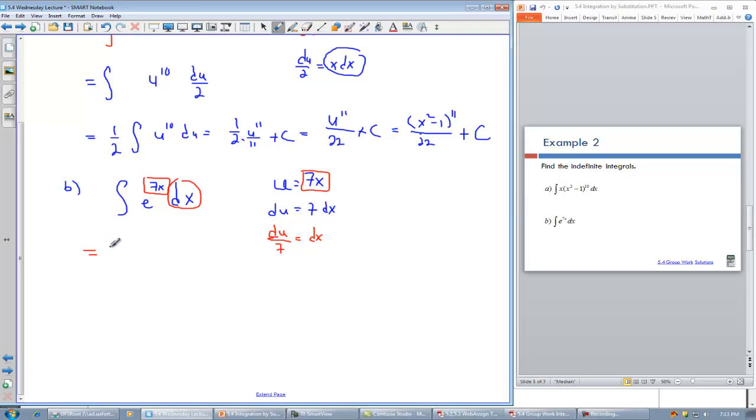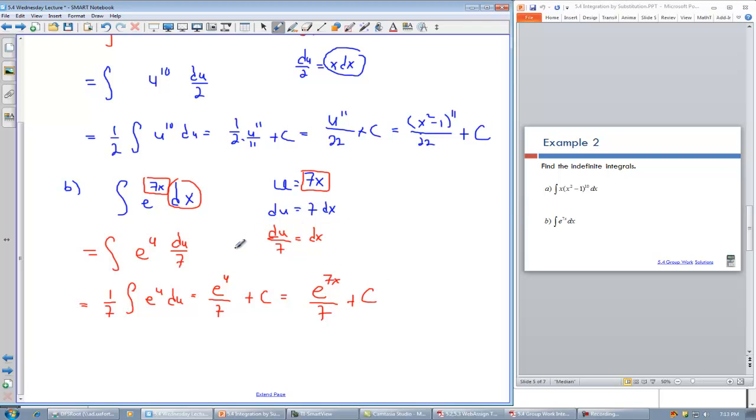So this is equal to the integral of e to the u, because that's 7x, and then dx is du over 7. And the easiest way to integrate this is just pull out the 1/7. When you divide by 7, it's the same as multiplying by 1/7. The integral of e to the u du, which is equal to, the integral of e to the u is e to the u, of course, times 1/7, so divided by 7, plus c. And then plug back in for u, and so that's e to the 7x, again, u is 7x, divided by 7 plus c.